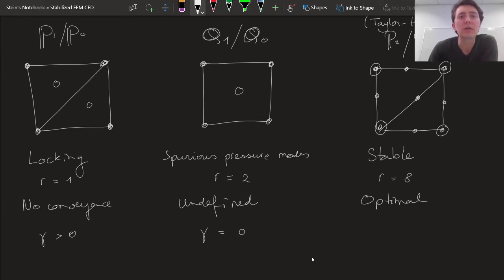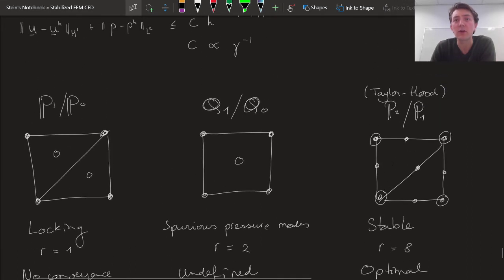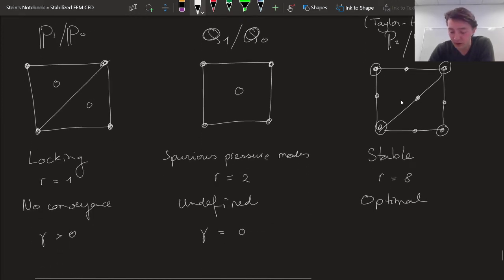Now, is there something else that we can say about this? Maybe I can come back to that after we've also talked about the Taylor-Hood element here. So we get an optimal convergence. So we have a solution, and again, gamma is larger than zero.